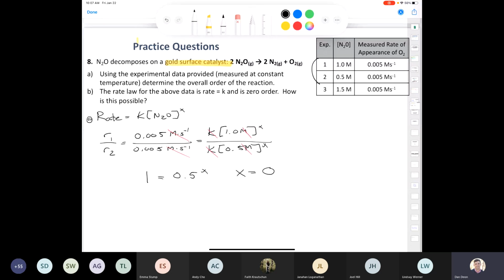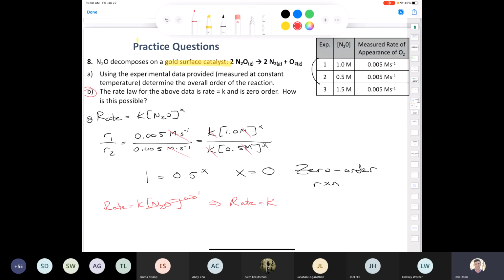That means that x is equal to 0. So this is a 0 order reaction. Okay, a 0 order reaction. Now, it even tells us that in the second part. In B, you notice that I wrote the rate law for the above is rate is equal to k, right? Because if it's 0 order, if you have rate is equal to k times N2O to the power of 0, well, that cancels and gives you 1. So that means that rate is simply equal to k.